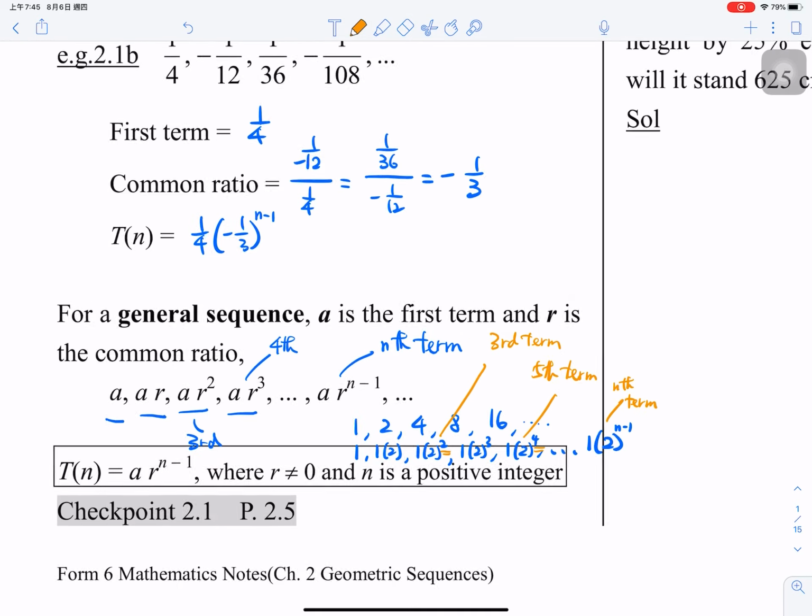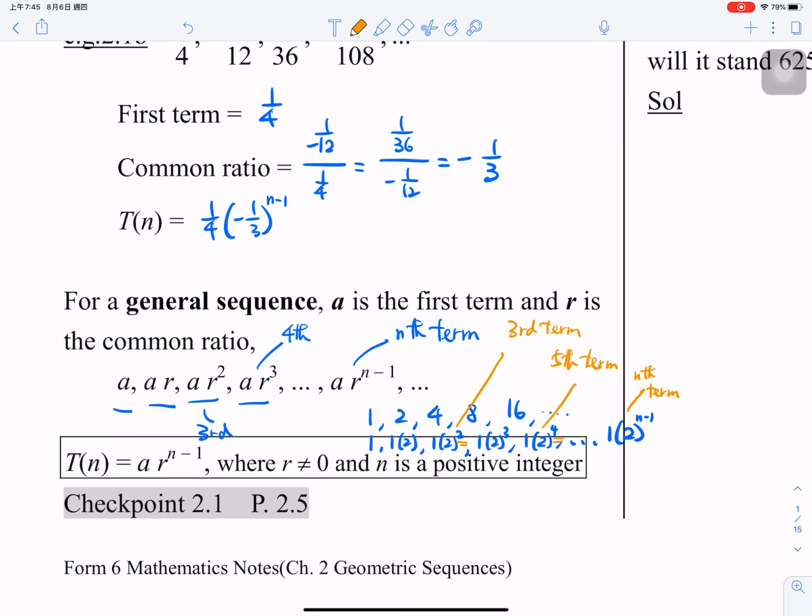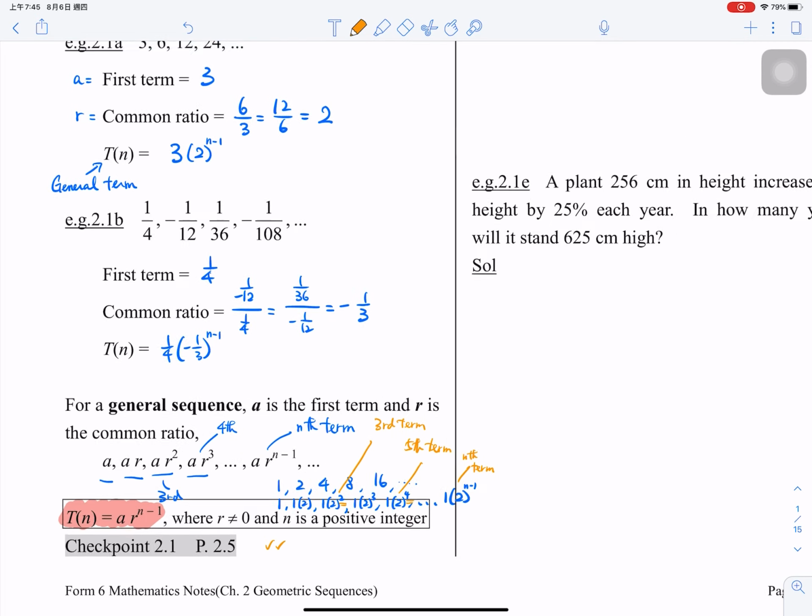Understand? So Tn equals a times r to the power n minus 1, where r is not equal to 0 and n is a positive integer. You can have a look at checkpoint 2.1 by yourself on page 5. Okay?